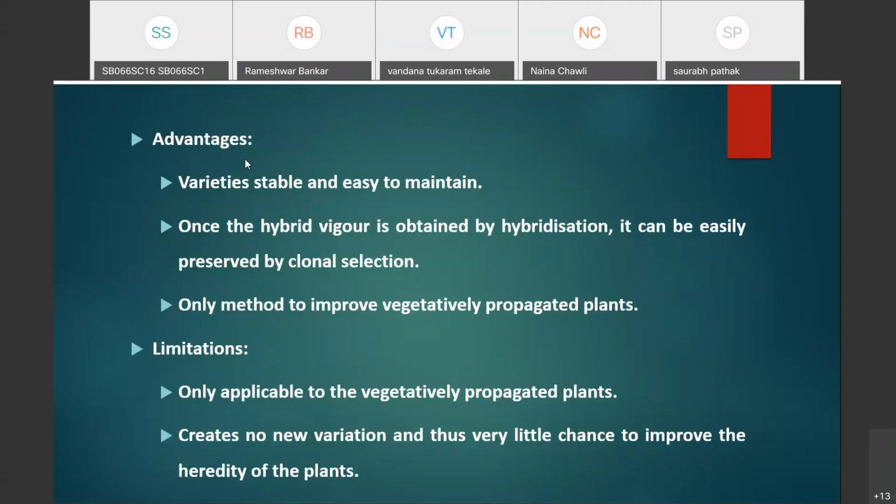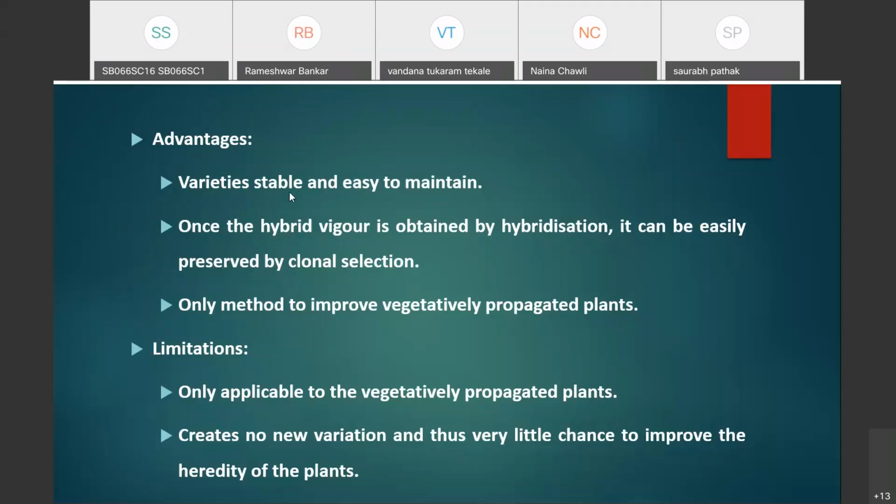Okay, then here we are discussing the advantages and the limitations of this method. Advantages: the varieties which are released by the clonal selection method are highly stable and easy to maintain. Why are these varieties stable? Because there is no danger of variation arising due to Mendelian segregation and recombination, because we are propagating these plants by vegetatively propagating organs and not by seeds. That's why the varieties are stable, as there is no danger of genetic variation arising by Mendelian segregation and recombination.